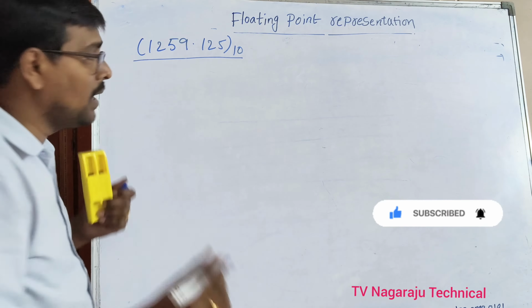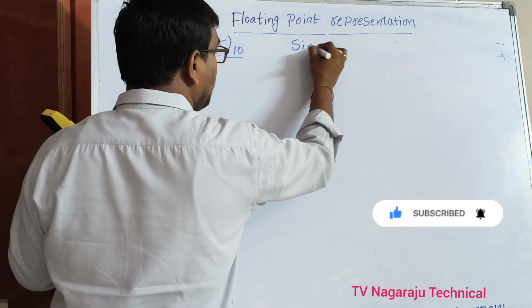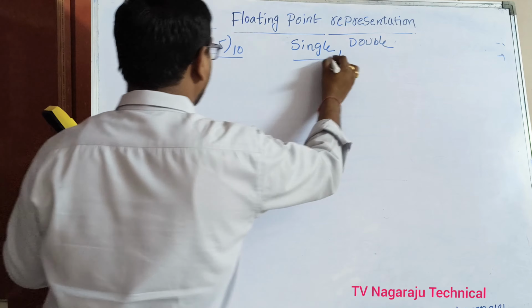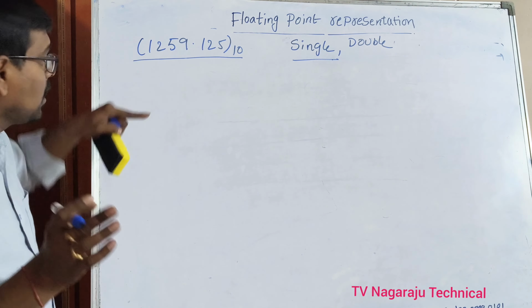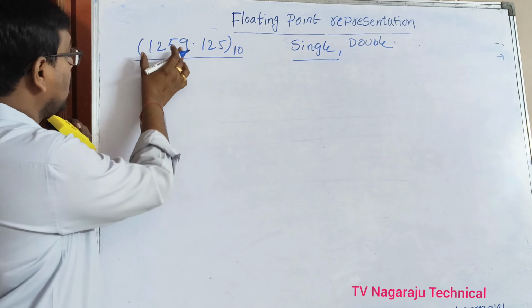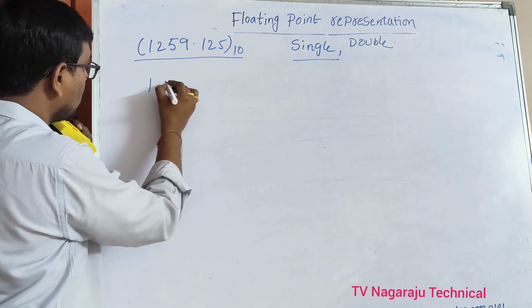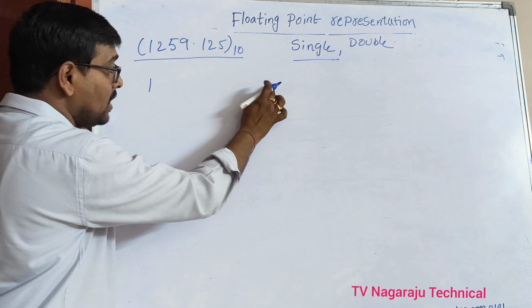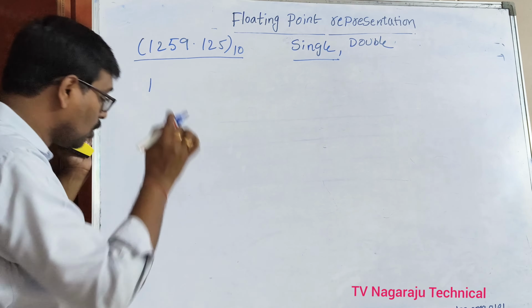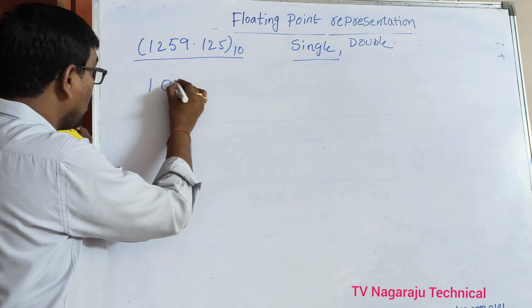This is my number. Here also we implement both single precision and double precision. First step, what is the first step? Convert the number into binary representation. So 1259, total 10 digits. 2 power 0 to 2 power 10. That is 1024 I am getting.